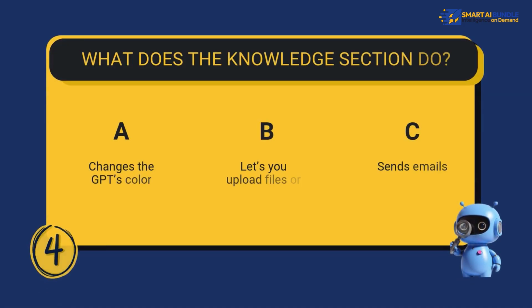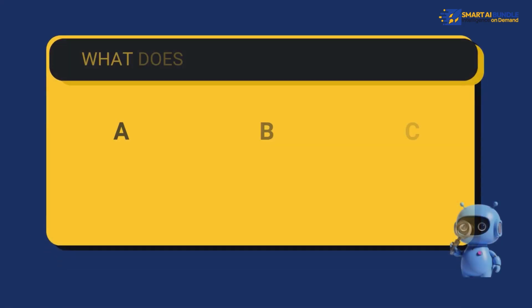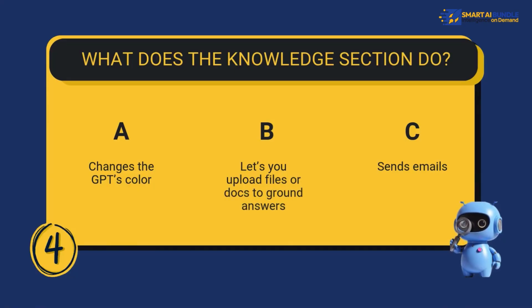Question number 4. What does the knowledge section do? A. Changes the GPT's color. B. Lets you upload files or docs to ground answers. C. Sends emails.